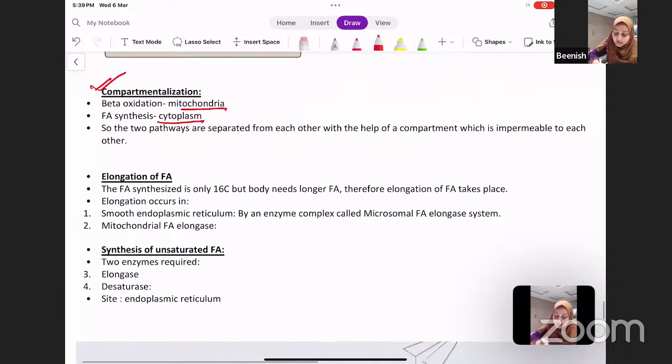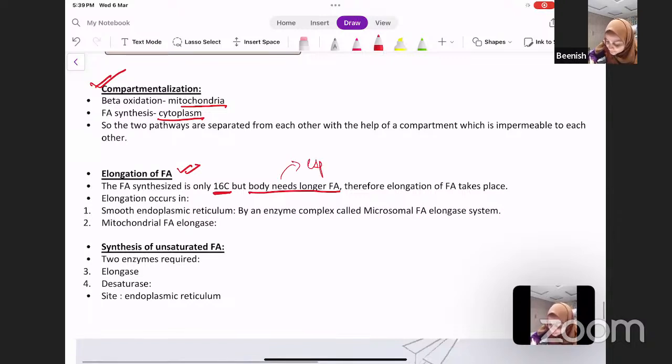Now, elongation of fatty acid. The fatty acid synthesized is only 16 carbon long, okay, because the most common fatty acid being synthesized, as I told you, is palmitic acid. So it is only 16 carbon long, but the body needs longer fatty acids, especially your brain, myelin, okay. So therefore, elongation of fatty acid needs to take place.